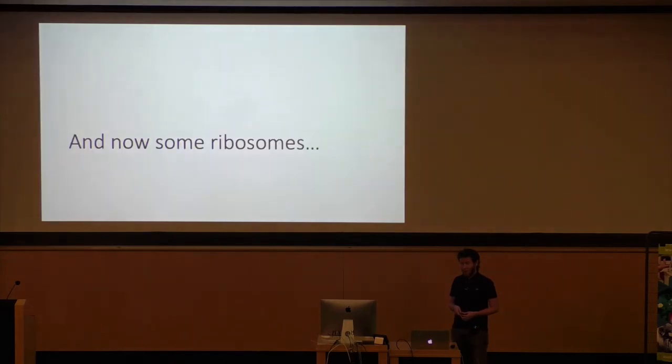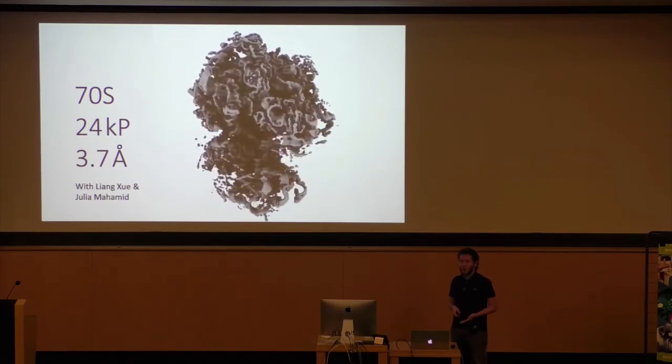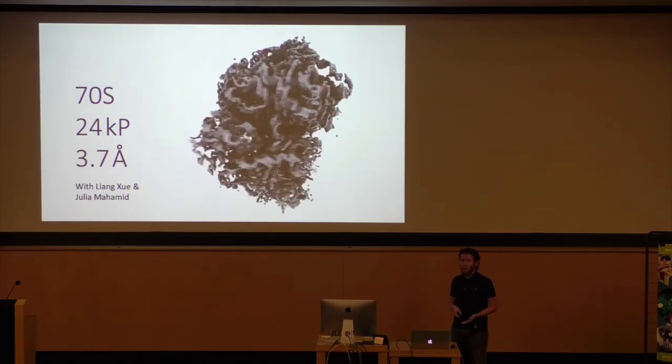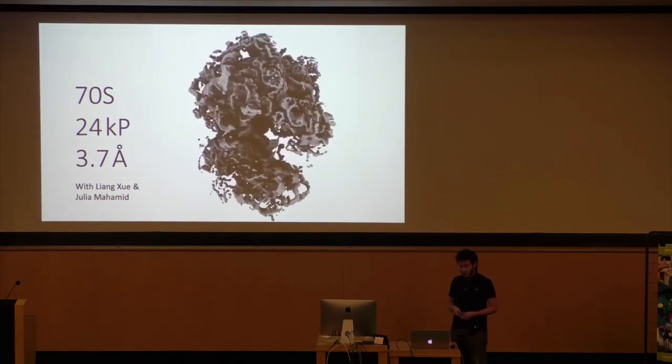Now I showed you some apoprotein. Now it's time to show you some ribosomes, since this is about methods. So I'm super excited about this ribosome. It's a bacterial 70S ribosome reconstructed from 24,000 tilt series particles. And it got to 3.7 angstrom, so basically a resolution where you can already start building a model. Now, you might be wondering, why am I excited about a 3.7 angstrom ribosome? I mean, this hasn't been exciting for the past 10 years, or maybe even longer.